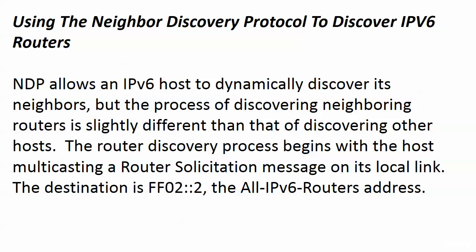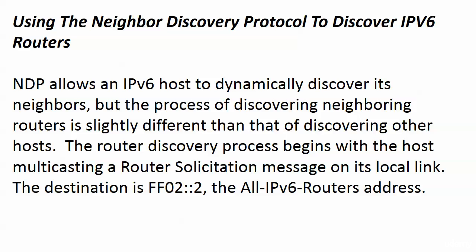We're going to take a little break here from addressing for a while and talk about the neighbor discovery protocol and how the hosts are going to use that to discover version 6 routers and hosts. And the thing is, NDP allows a version 6 host to dynamically discover its neighbors, which sounds fantastic, and it is. The process, though, of discovering neighboring routers is a little bit different than that of discovering other hosts, and we've got to be crystal clear on this for our exam and for real-world networking. So we're going to talk about the router discovery process first, and then talk about how hosts discover other hosts.